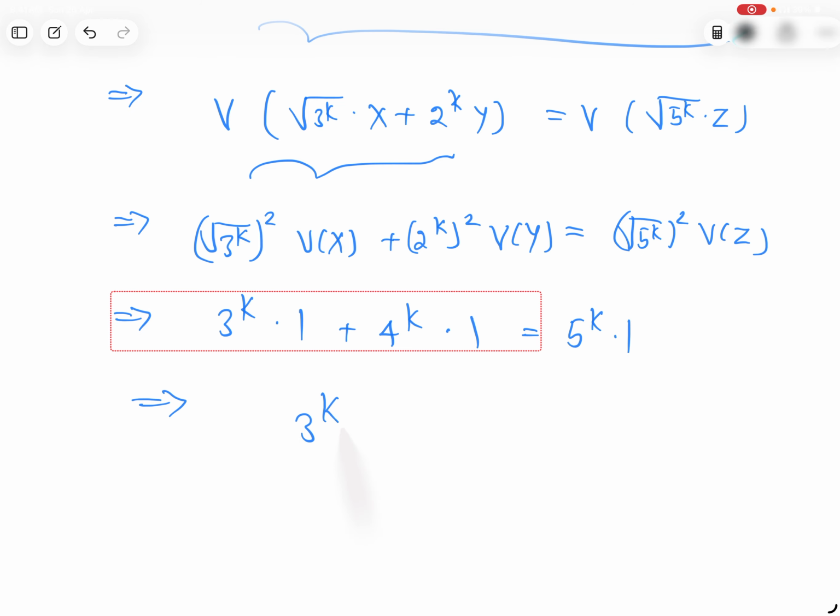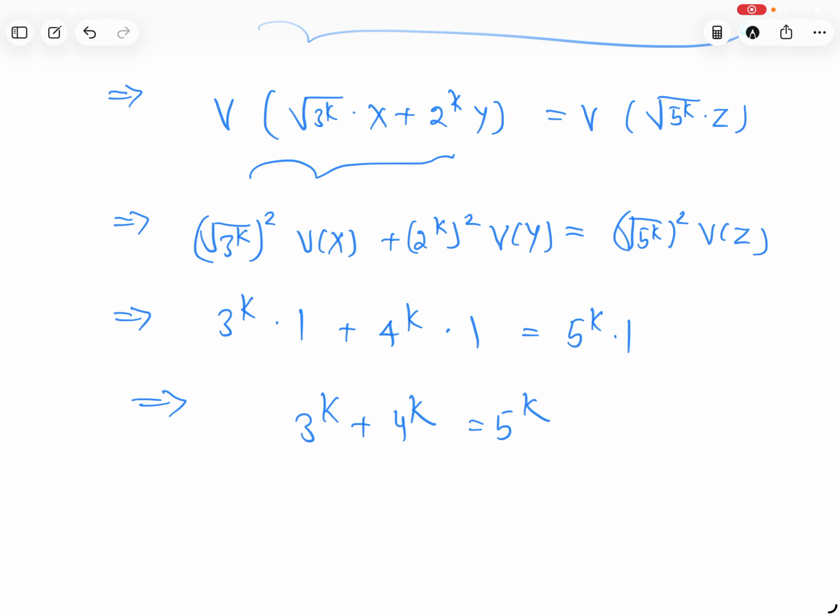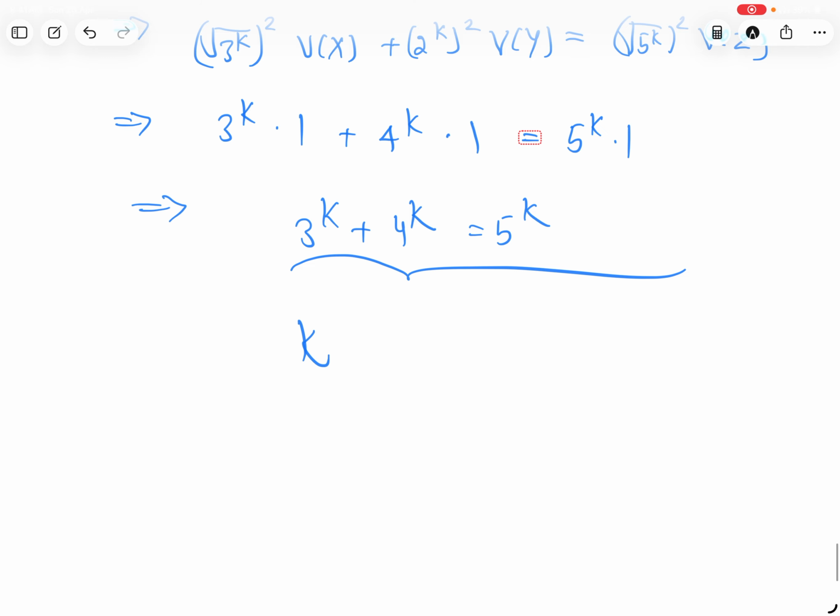So 3^k plus 4^k equals 5^k. What is the solution of this? k is equal to 2. k is equal to 2 is the solution.